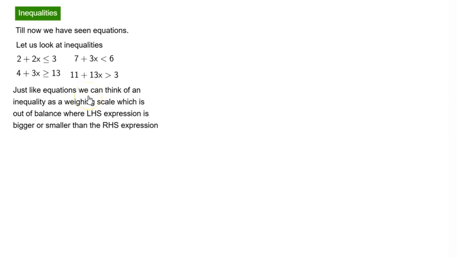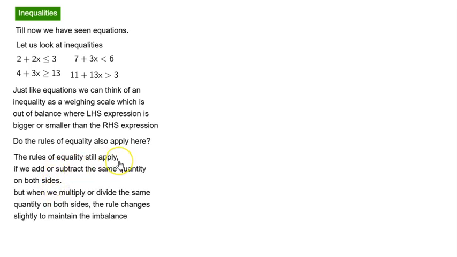Now, just like equations, we can think of an inequality as a weighing scale which is out of balance, where the left-hand side expression is bigger or smaller or equal in combination than the right-hand side expression. So, do the rules of equality also apply here? Remember the rules? If we add, subtract, multiply, divide, or do any operation on the left-hand side, we have to also do it on the right-hand side. So, do those rules apply here as well?